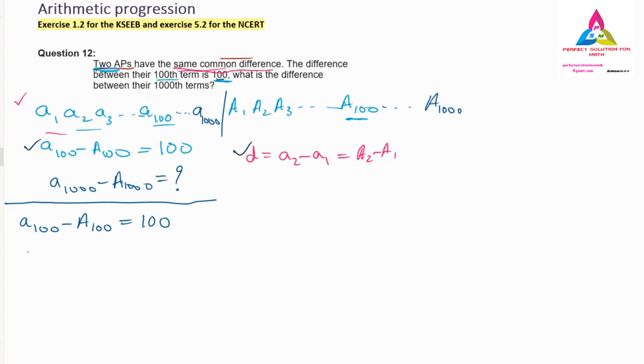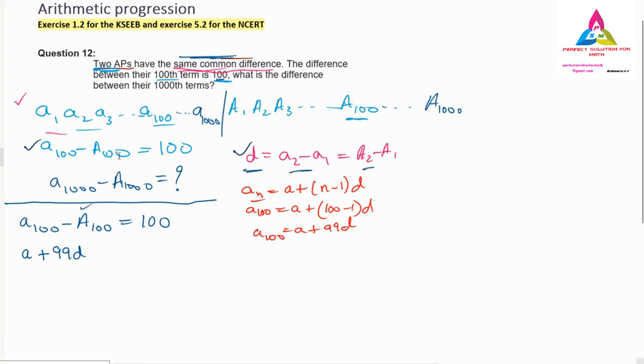So a100 is nothing but what? Small a, that is the first letter, and next one is 99d. Remember 99d, because we have to apply the an formula. What is the an formula? an is a plus n minus 1 into d. So here an is nothing but a100, equals a plus 100 minus 1 into d. So a plus 99d. So this is the a100 value.